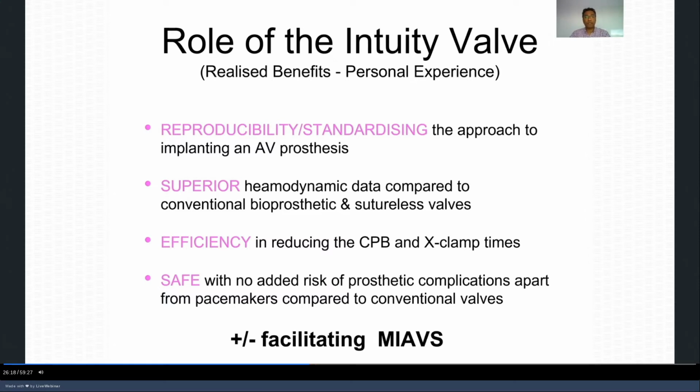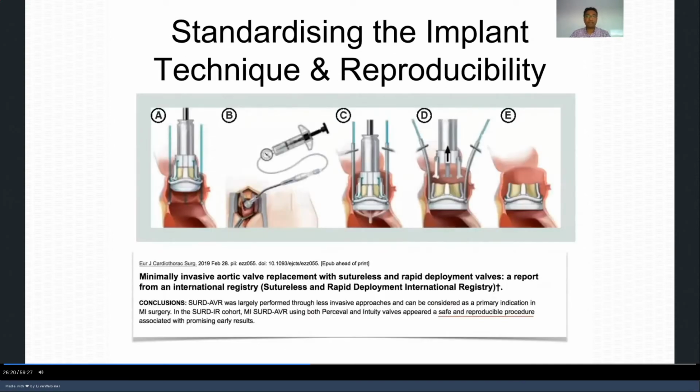Now, when you look at the Intuity valve, there are simple 5 steps. The valve is excised in a standard fashion. 3 sutures are inserted into the nadirs of the annulus, and then the valve is deployed, snared in position, and then inflated with balloon inflation. And depending on the valve size, either 4.5 or 5 ATM for 10 seconds. And this was also alluded to in the Sutureless and Rapid Deployment International Registry.